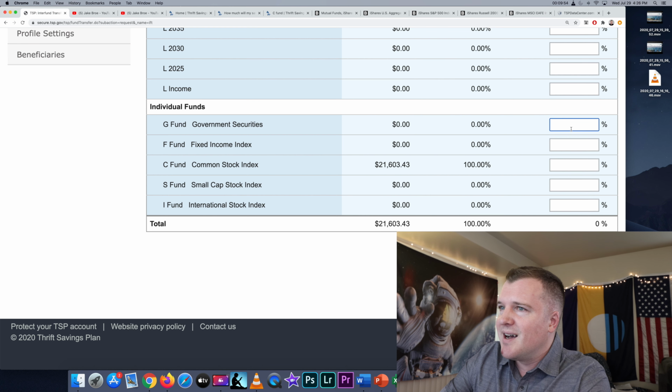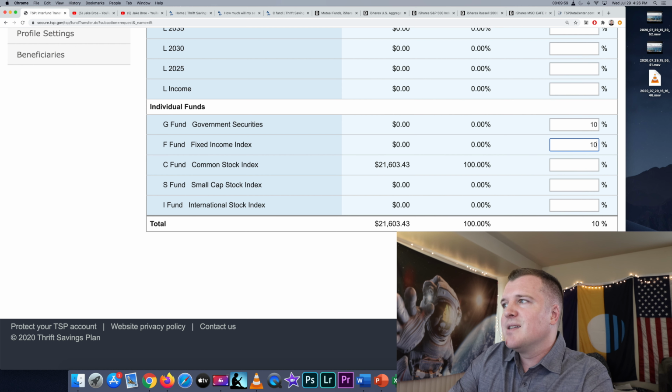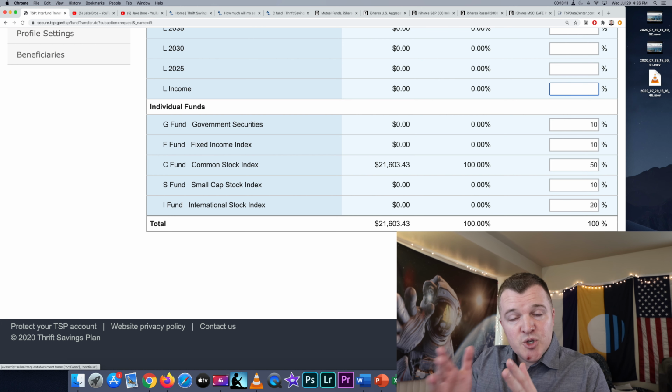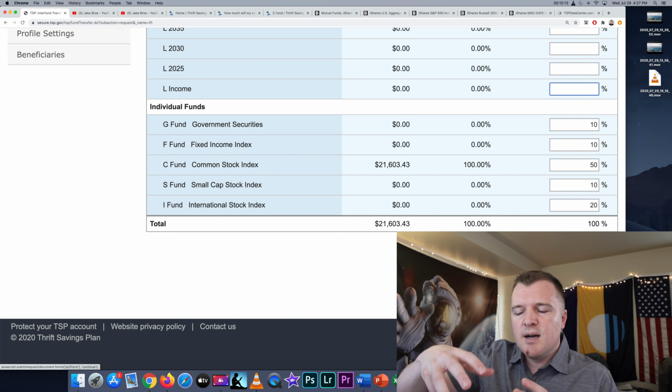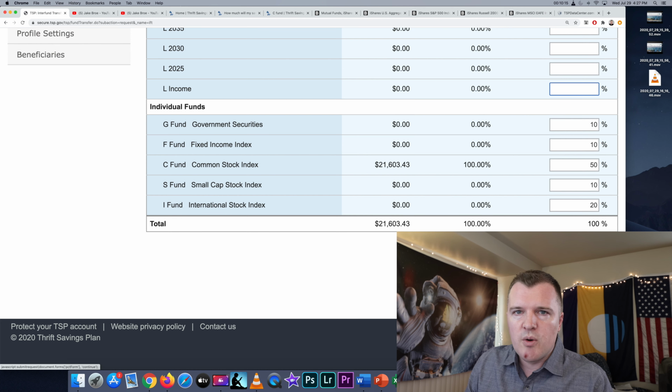We can do it again. If I want to shift the money in there around to 10% G, 10% F, 50% C, 10% S, 20% I, whatever, it has to equal 100. You then click continue. At the end of the trading day, it will then change it for tomorrow, basically.